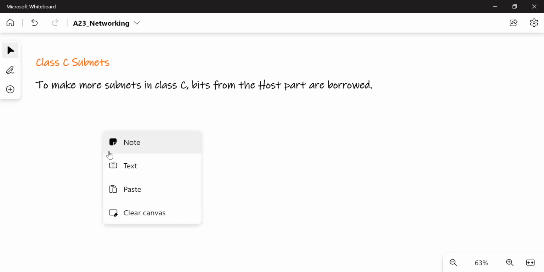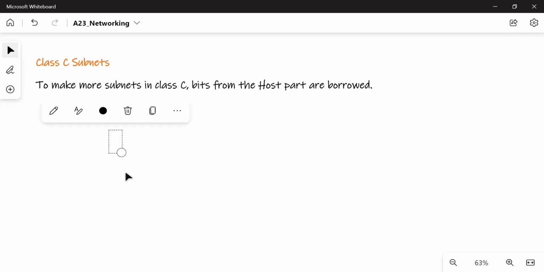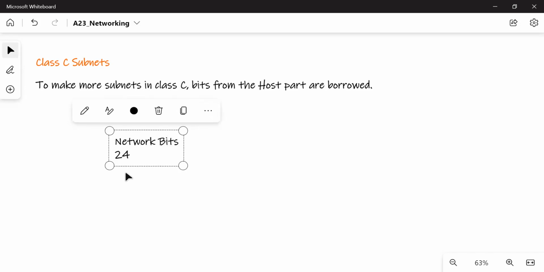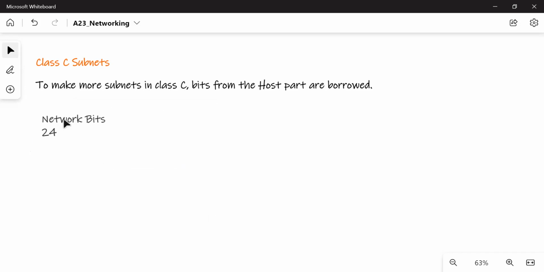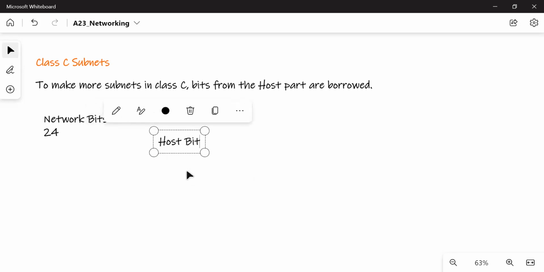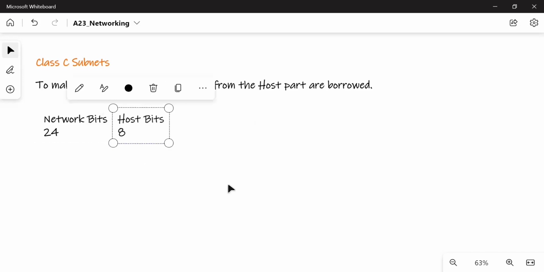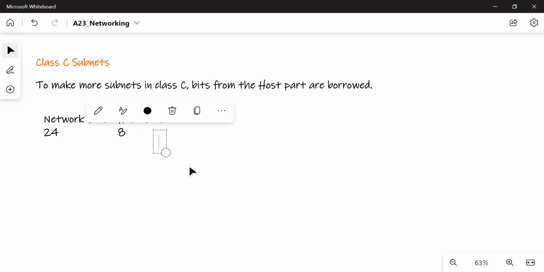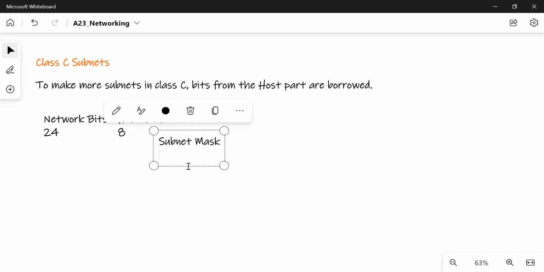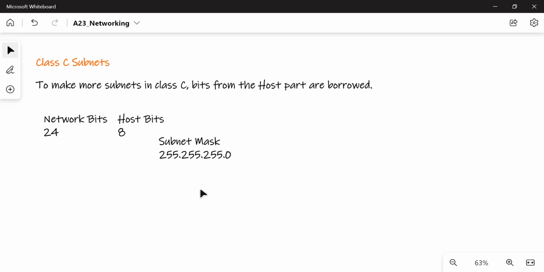So if you summarize what we did, we start with network bits, and we will have 24 bits in the beginning. So that's the starting value. Then we will also have host bits, the remaining. So that will be 8 bits. And then we have a subnet mask. Initially, we have 24, that is 255.255.255.0. So that will be our subnet mask.